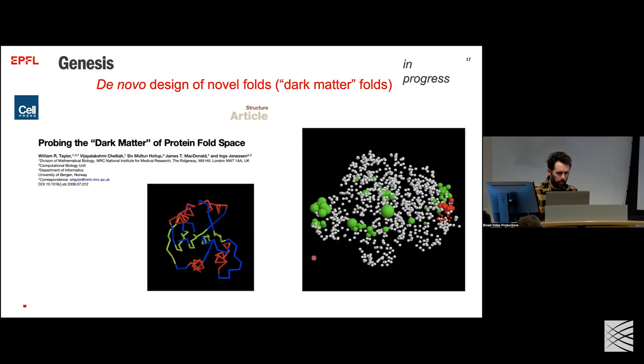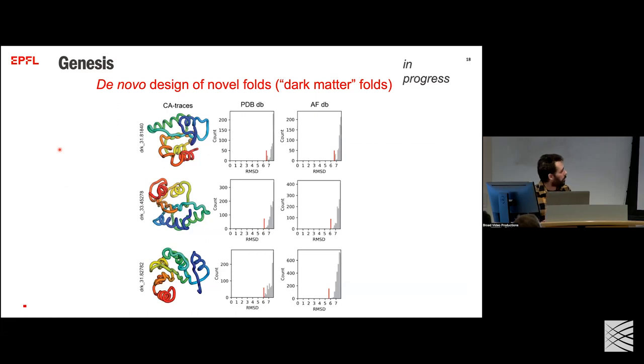And here again, we went to the work of Willie Taylor, who back in the day mapped a lot of the folds which weren't very common in nature. And he coined this term, the dark matter of the protein fold space. And that's what we wanted to explore. So what we did here was take some of Willie's proposals for this dark matter of the fold space. And here you see three different examples of folds.